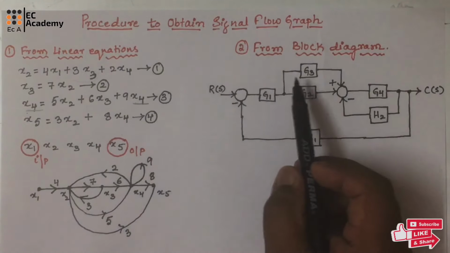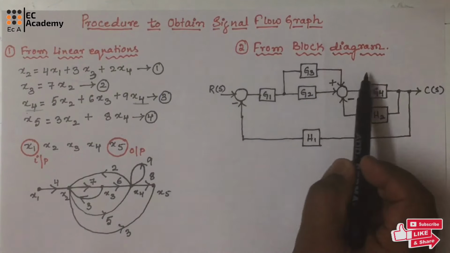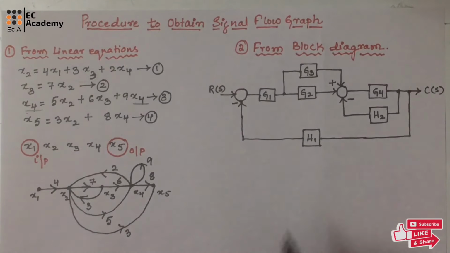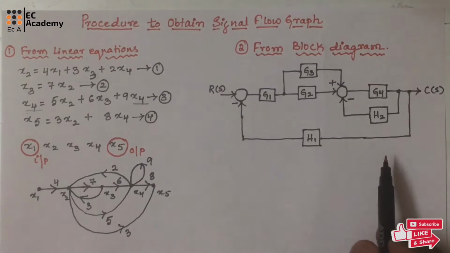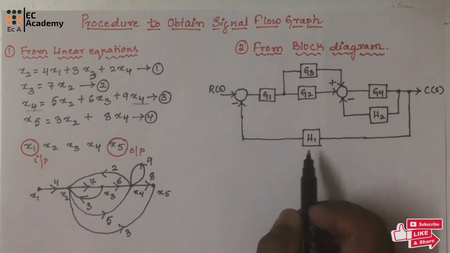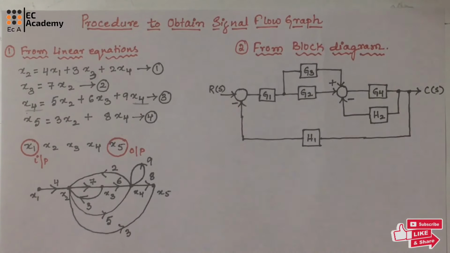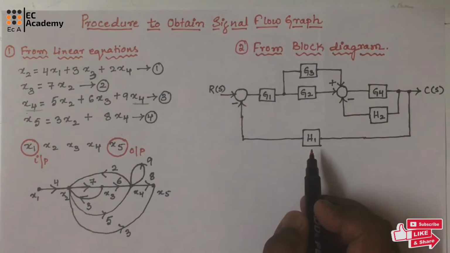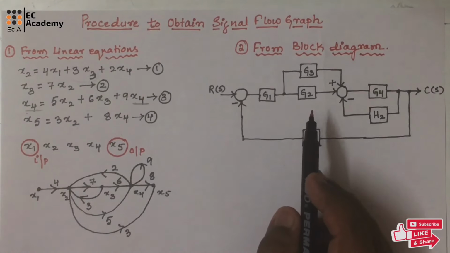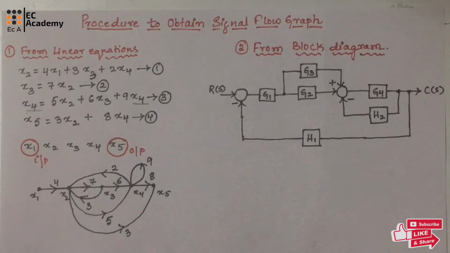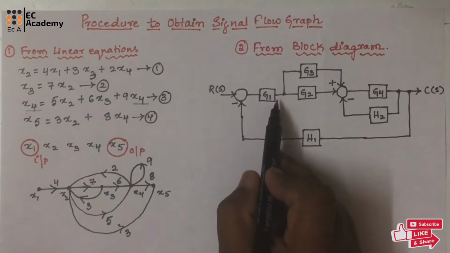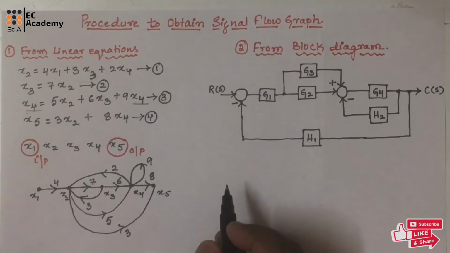Now we will understand how to obtain the signal flow graph from a given block diagram. Consider this block diagram as an example. For this block diagram, let us write the signal flow graph. For a given block diagram, the first step is to name the summing points and takeoff points in the block diagram. So we have two summing points and two takeoff points. We'll name those takeoff points and summing points.